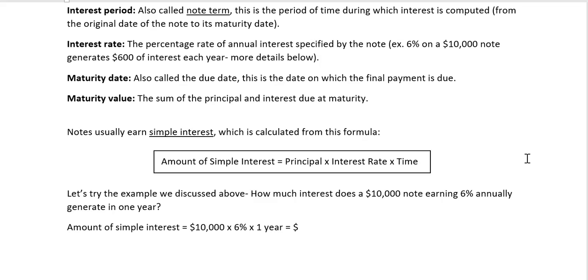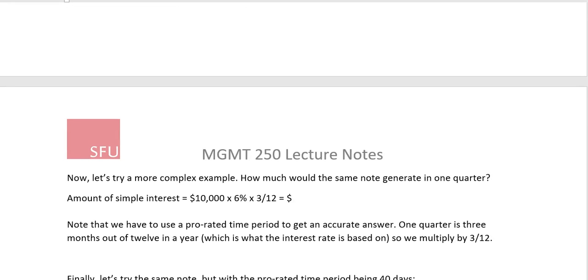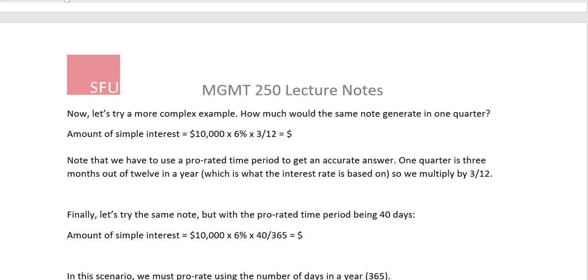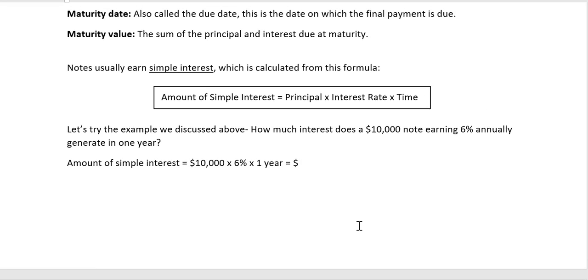So we discussed an example, we're going to dive in. How much interest does a $10,000 note earning 6% annually generate in 1 year? So that's the first question. You've got another one below. How much would the same note generate in 1 quarter? And finally, we're going to try 40 days. How much does that note generate in 40 days? So have a look at those 3 questions and we'll cover them in the next video.